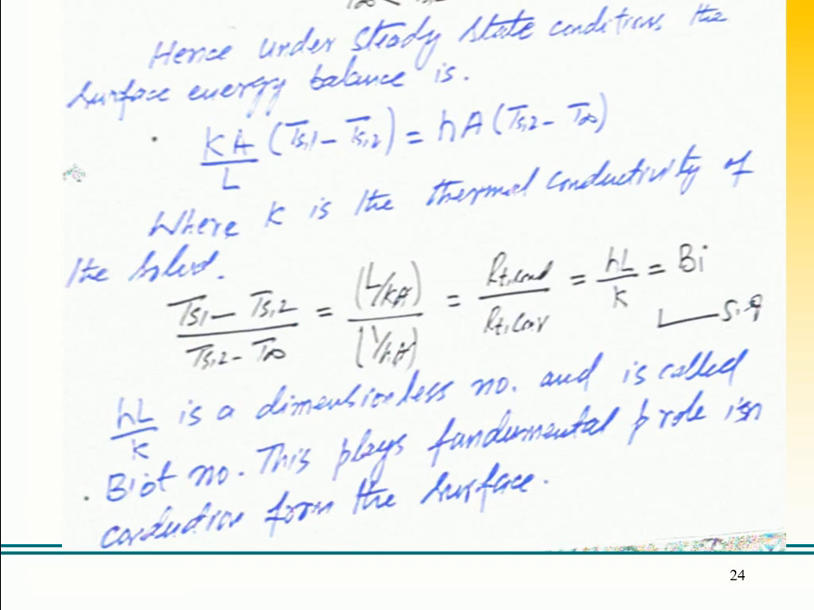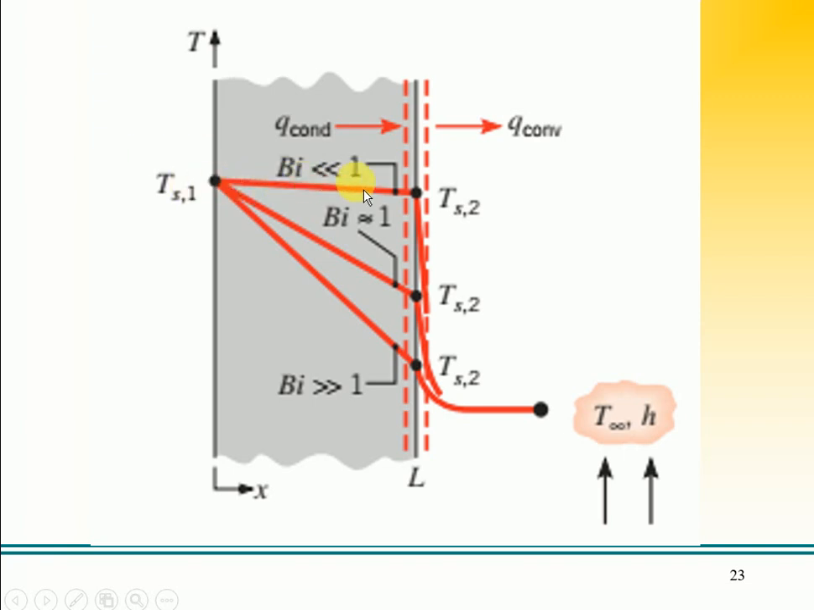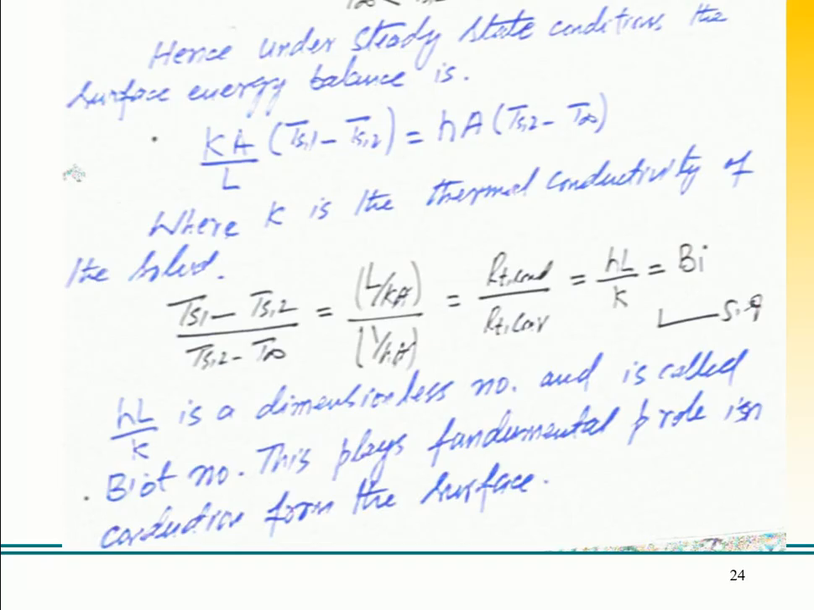This plays a fundamental role in conduction from the surface. If you see this graph, if the Biot number is very much less than 1, the temperature gradient is almost constant. But as the Biot number is increasing, if it is equal to 1, you see it has a temperature gradient. Temperature gradient means temperature change with the position. And it becomes very large. So from this figure, it clearly shows that this lumped capacitance model, meaning the temperature gradient is negligible within the solid, can only be applied when the Biot number is very much less than 1.